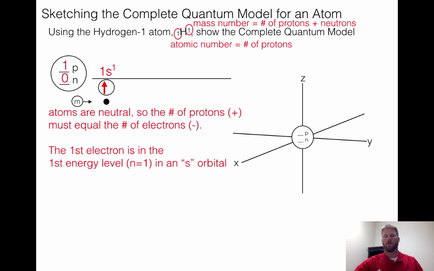So over here I'm going to fill in the nucleus first. I'm going to put 1 proton and 0 neutrons, and then I'm going to draw the 1s orbital. Now the 1s orbital is just a sphere. We're going to represent it with the circle, and then I'm going to label it. So I'm going to draw a small sphere around the nucleus, label it 1s, and put my superscript 1 to represent the 1 electron I have. And that is a quantum model representation of a hydrogen atom.